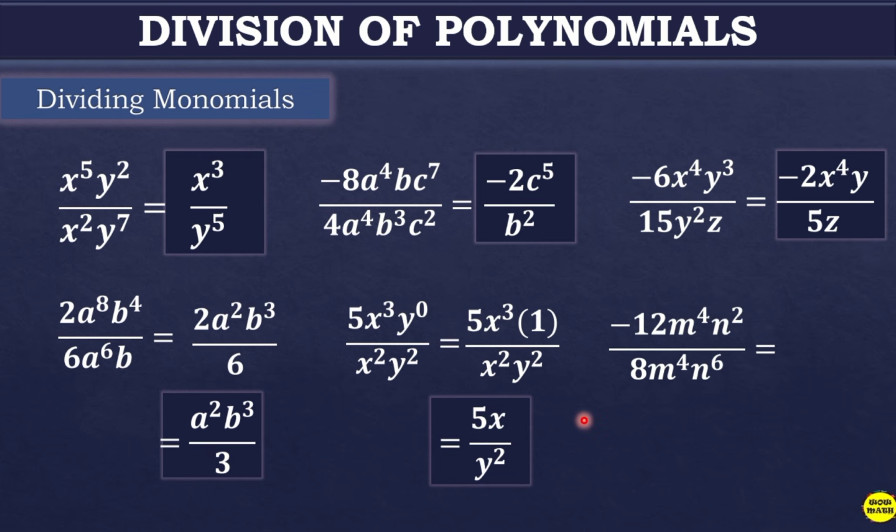Okay? And then I have negative 12 m raised to 4 n raised to 2 over 8 m raised to 4 n raised to 6. So we have negative 12. Ano po ang common factor nila? 4. So negative 12 divide 4, that is negative 3. 8 divide 4, that is 2. And then for our m, 4 minus 4, 0 na to, so wala, 1 na yon, raised to 0, 1 na siya. And then yung n natin, 6 minus 2, that is 4. Dito ko ilalagay yung n sa denominator kasi mas mataas si 6.